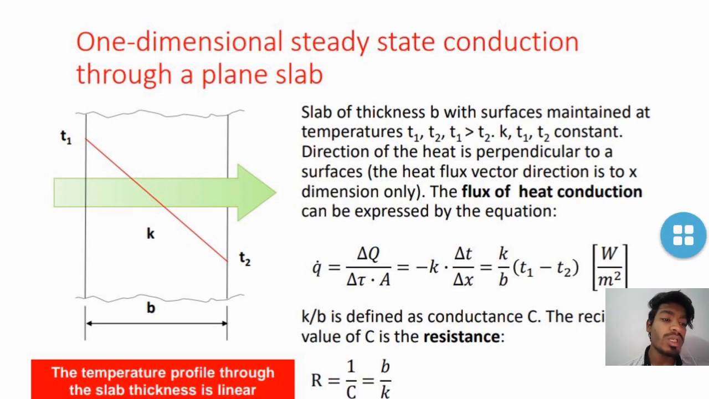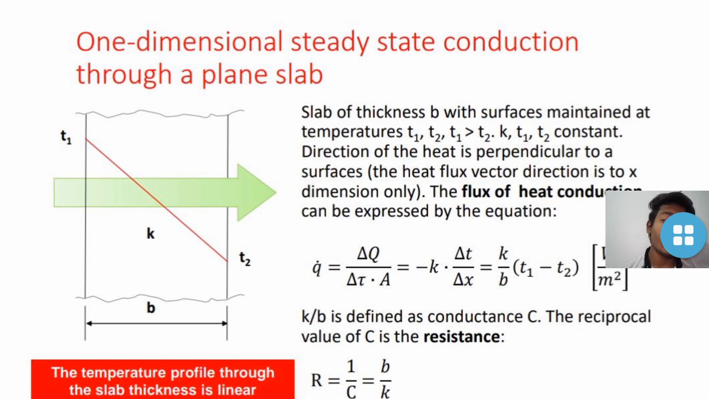So k by B is defined as the conductance C. The reciprocal value of C is the resistance, R equals 1 by C, which equals B by K.